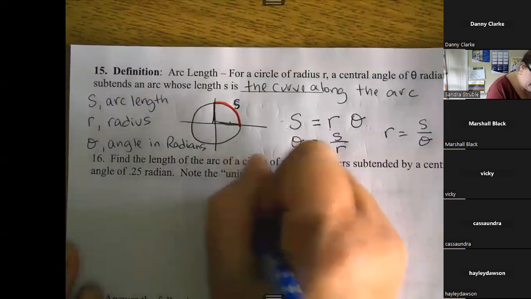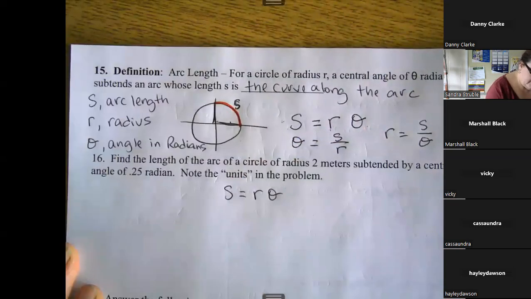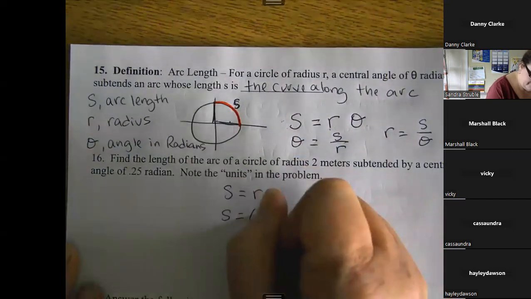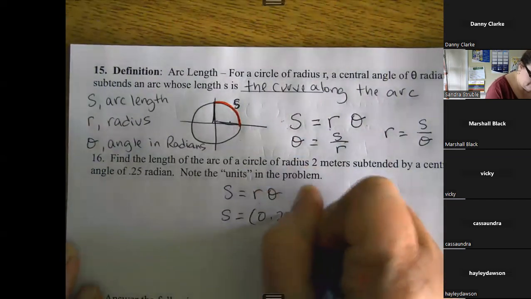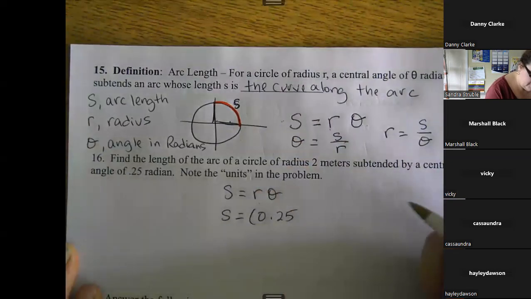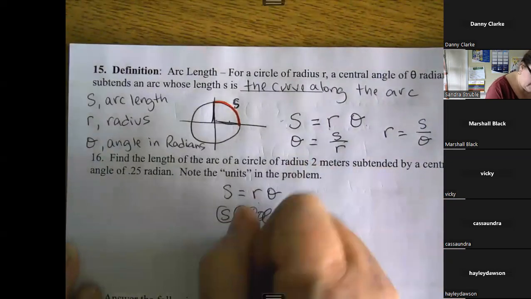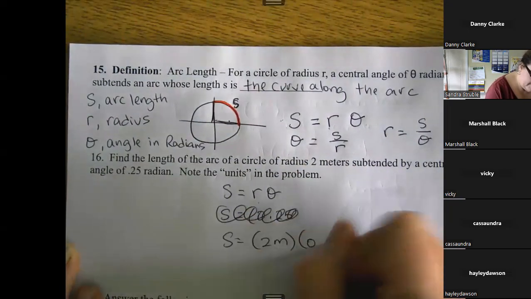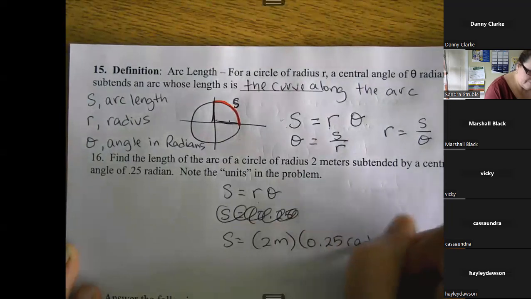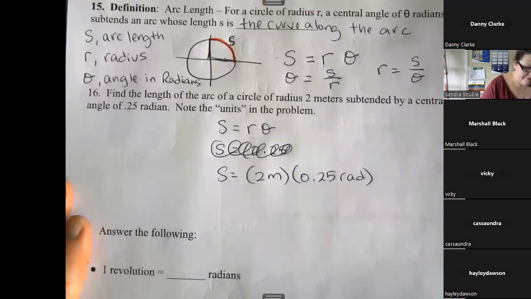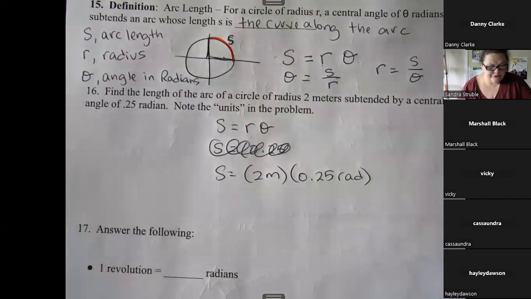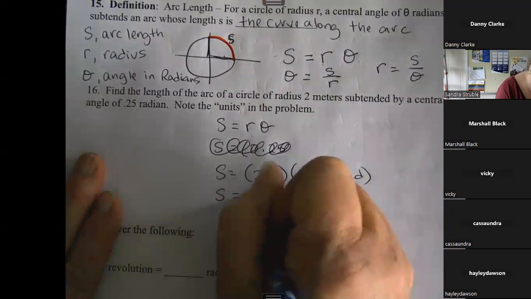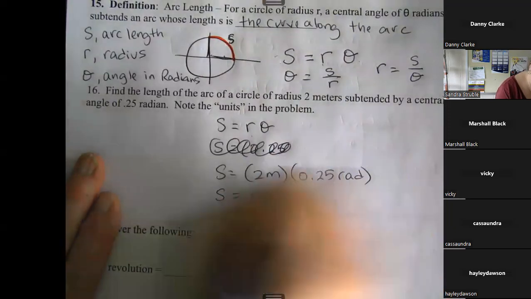So with S equals R theta, I'm so sorry, the radius is 2 meters. I am losing my mind. S equals 2 meters times theta, which is 0.25 radians. Two times 0.25 should be 0.5. So the arc length is 0.5 meters.